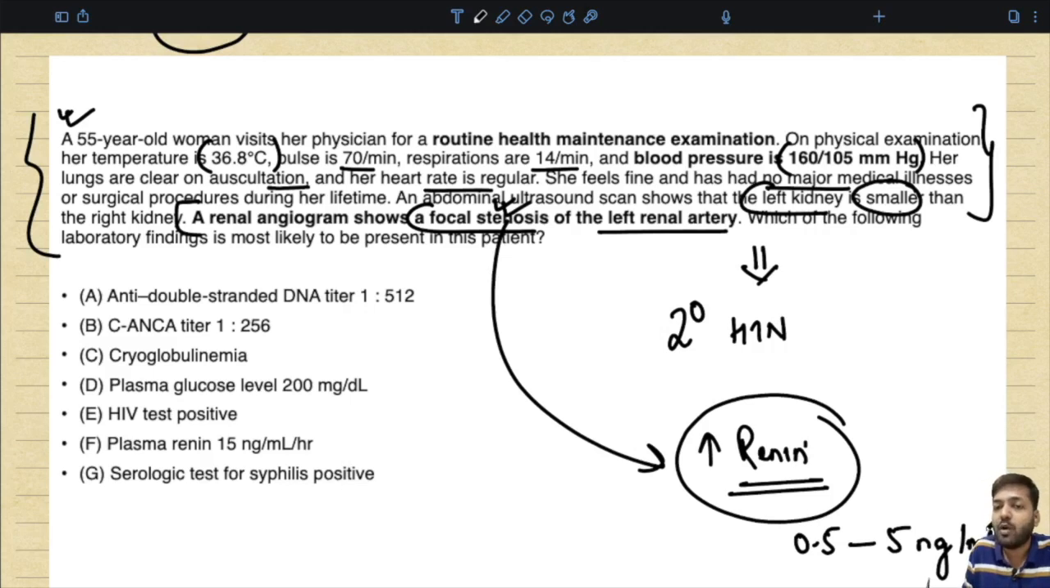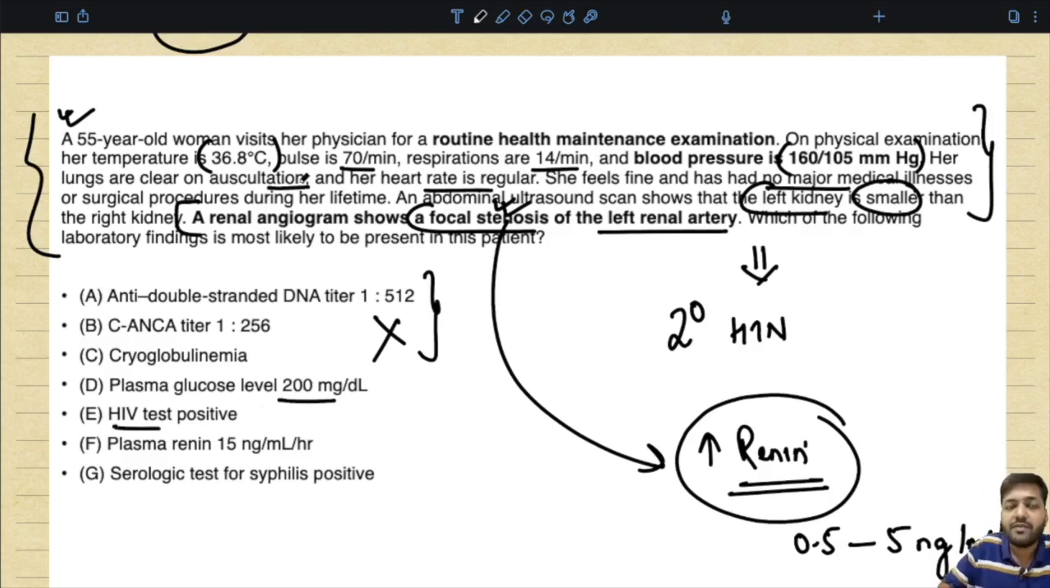That is the normal amount of renin which is released. So over here, if we are going to see some of these options like anti-dsDNA or C-ANCA or cryoglobulinemia, there are no signs or symptoms of vasculitis, so these cannot be there. Again, the plasma level around 200 milligram per deciliter. So again, diabetes does not have a direct predisposition over here.